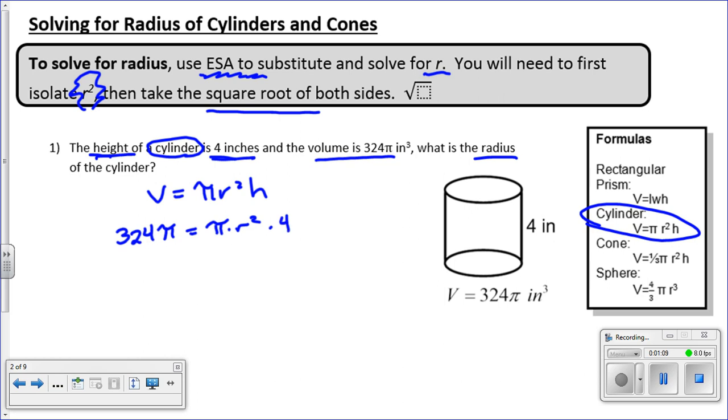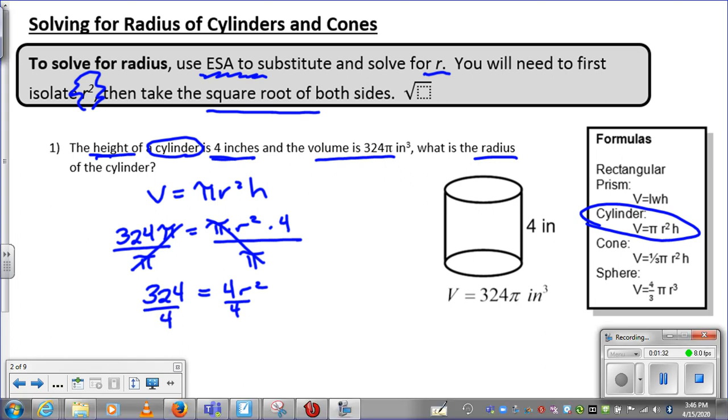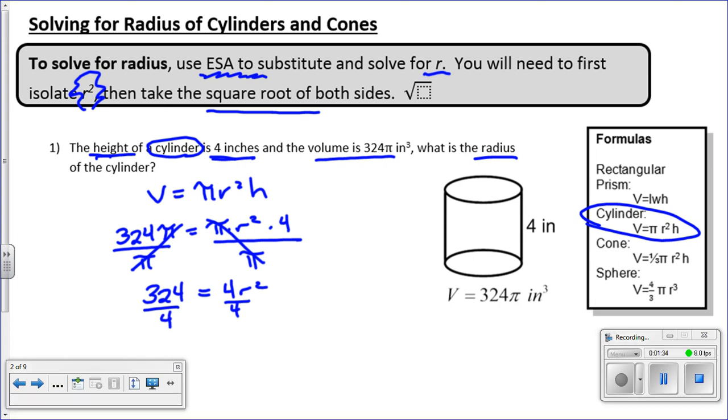So we can do this in pieces if we want, or we could do this all at the same time. It's completely up to you. If you want to do it in pieces, I think I'll divide both sides by pi first, and therefore my pi's will cancel. So I have 324 is equal to 4r squared. Now I'm going to get rid of the 4 by dividing both sides by 4. So 81 is equal to r squared.